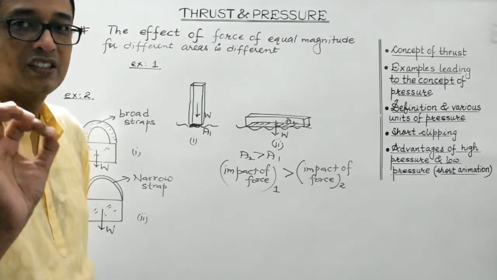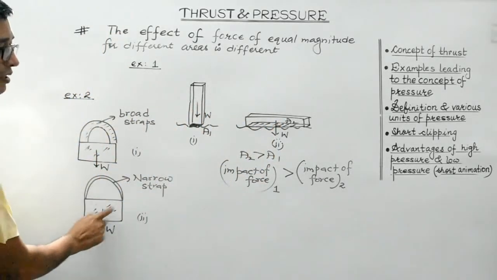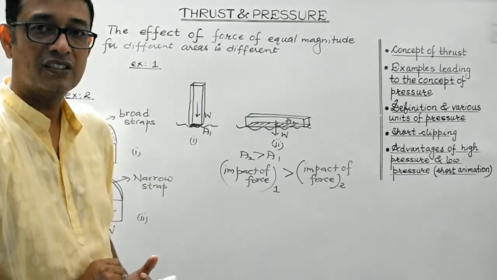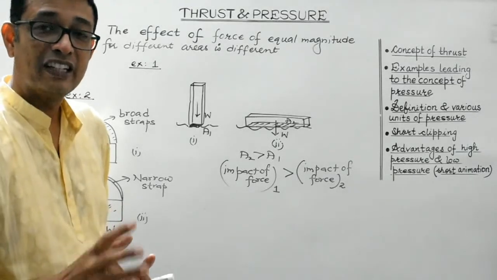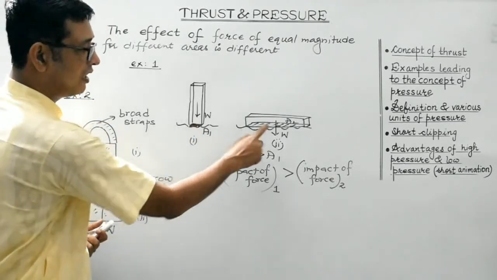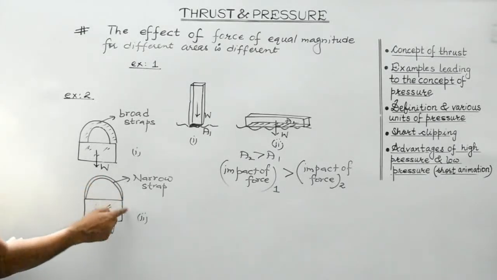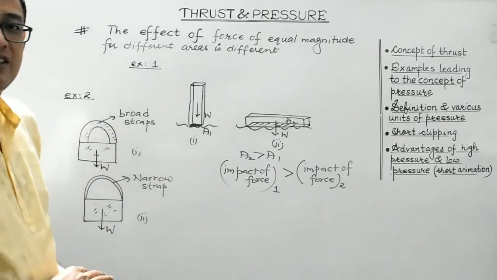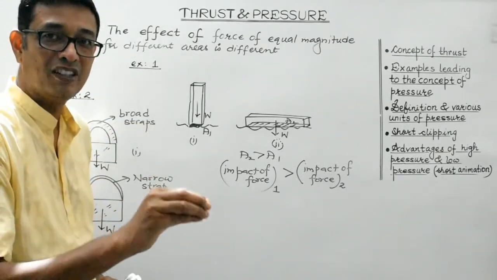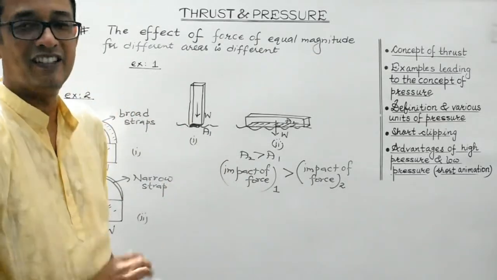What I mean to say is, students, again consider these two examples. Same weight, here also the same weight. So the same force is being exerted by the body in the two cases, right? But they are acting on different areas. In one case, a smaller area, and in the other case, a larger area. In this case, the same weight is acting over a smaller area and here over a larger area. The impact of force on the larger area is found to be smaller as compared to the impact of force acting on the smaller area.